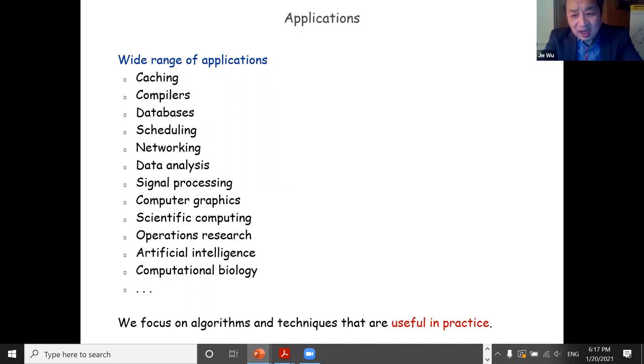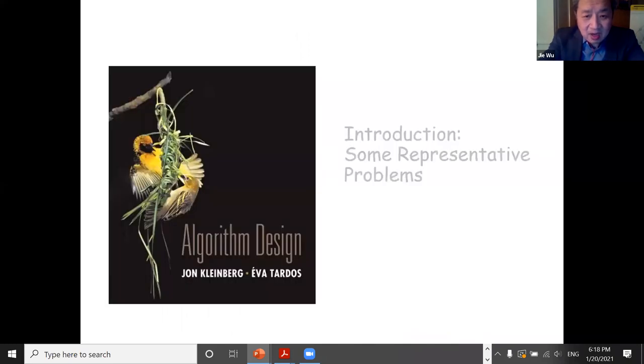And there are many, many applications. I'm not going to go through all of them. We're going to talk about network, traffic signal, and computer graphics later. We'll look at some operational research, artificial intelligence, even computational biology, meaning gene matching. So we see that all these algorithms are really useful in practice. Now the rest of this before the break, we'll focus on some interesting problems so you get some flavor.